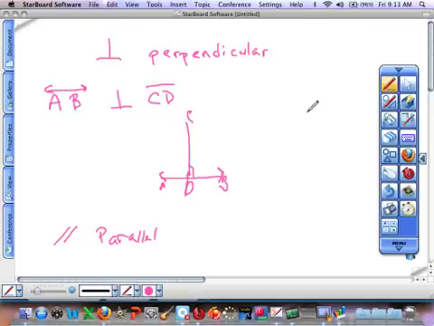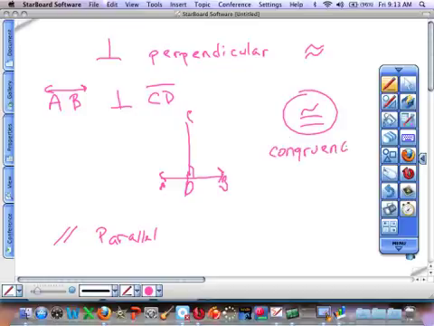And then the last symbol of the day, what is that? If it's okay, about equal to is 2 squiggly lines. So what is this? It's a word we're going to use a lot in geometry. Congruent. Okay. All right. There's equals, and then there's congruent.